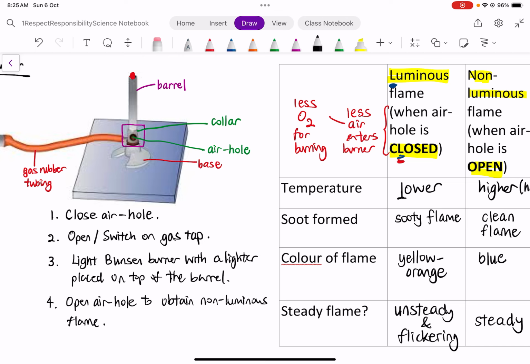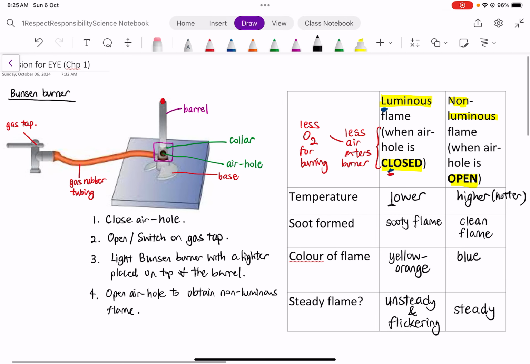Now, the Bunsen burner is an important piece of apparatus. You need to know how to label the parts of a Bunsen burner. You also need to know the differences between luminous and non-luminous flames. Of course, the steps involved in lighting a Bunsen burner, you should have tried this in the lab as well. Now, besides the Bunsen burner, other pieces of apparatus are also equally important.